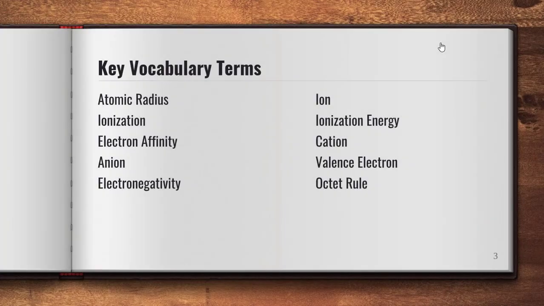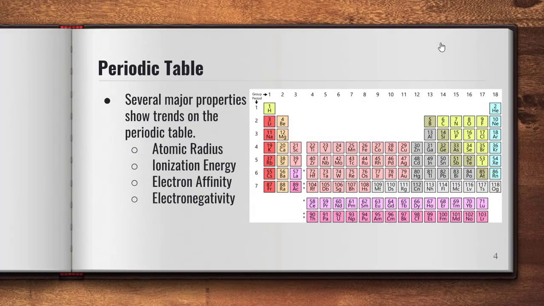Just a few of our vocab terms for today. We'll talk a little bit about atomic radius, ionization, electron affinity, anion, electronegativity, ion, ionization energy, cations, valence electrons, and of course, the octet rule, which hopefully you know, oct is the root for 8. So, as we look at the periodic table, there are several major properties that show trends across the periodic table. These are things like the atomic radius, the ionization energy, electron affinity, and electronegativity. We'll discuss what each of those are as we move forward in this video.